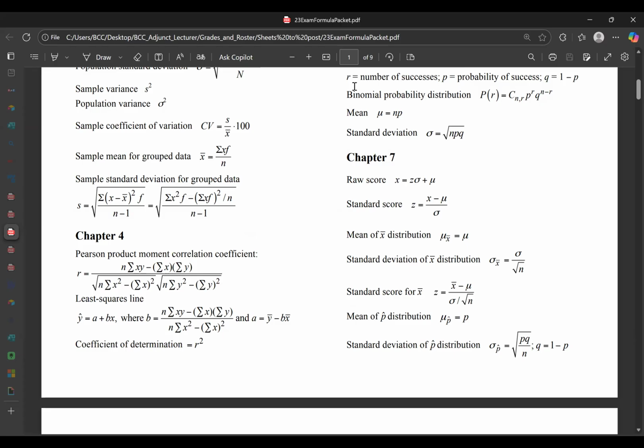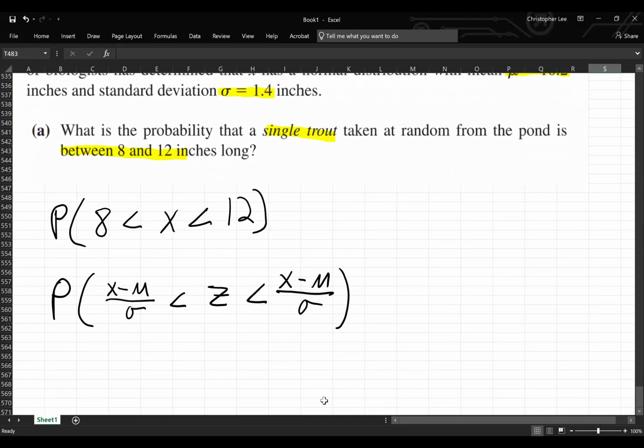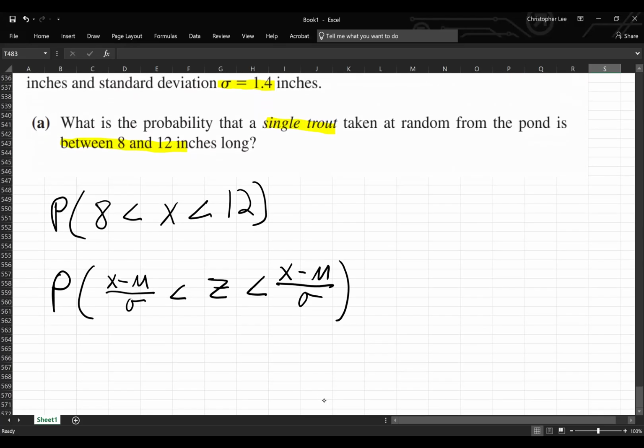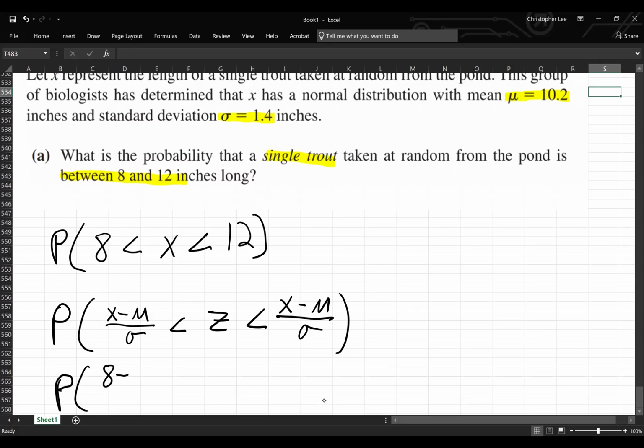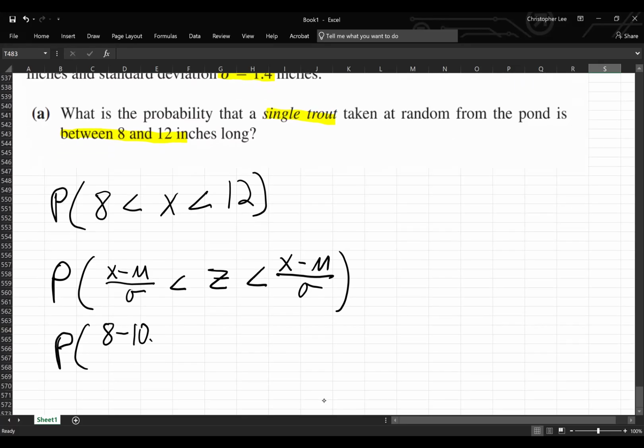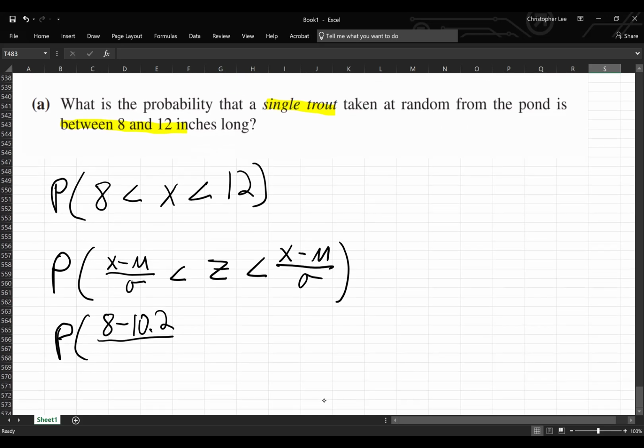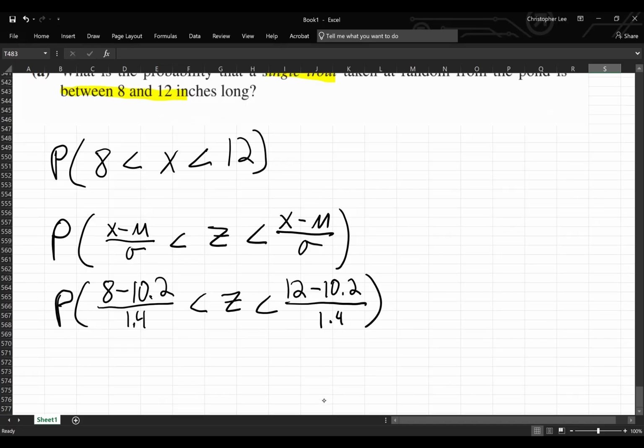All right, let's get back to it. Right after that, all I want you to do is just plug in the numbers. Real nice and simple, nothing crazy here. So next, this is going to become the probability of 8 minus mu, I forgot what mu was, 10.2, so 8 minus 10.2 over sigma, which I believe is 1.4. Let me check. Yep, it is 1.4. Less than z less than 12 minus the 10.2 all over the 1.4. A little bit of math, boom, boom, boom. Let's see what we get.